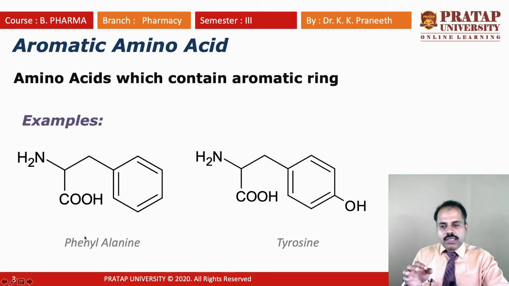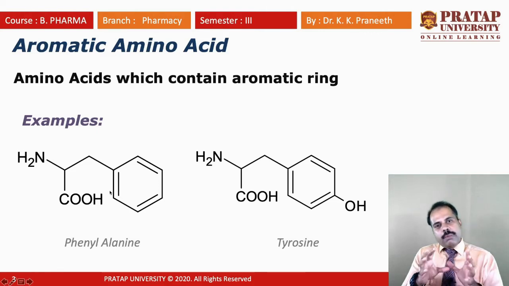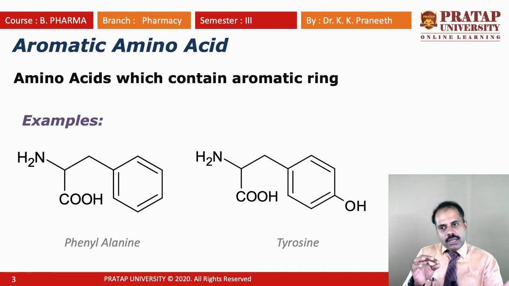For example, phenylalanine. It contains an aromatic ring, and it also contains an NH2 group and a carboxylic acid group. So this is an example of an aromatic amino acid. Another example is tyrosine, the same structure, but if we add a hydroxy group, it becomes tyrosine. So these are two examples of aromatic amino acids. So aromatic amino acid is an amino acid which contains an aromatic ring.